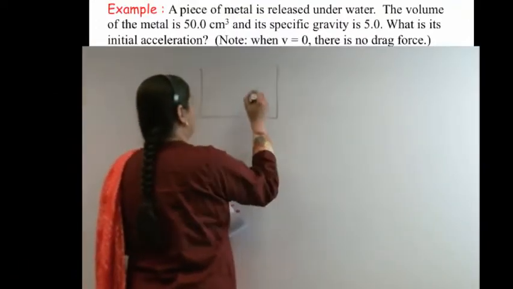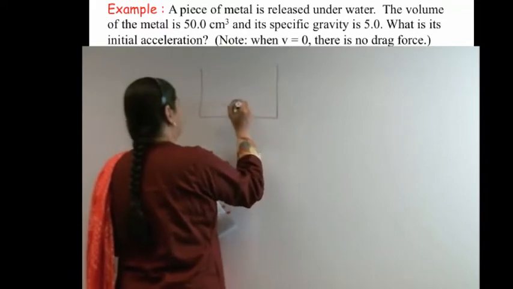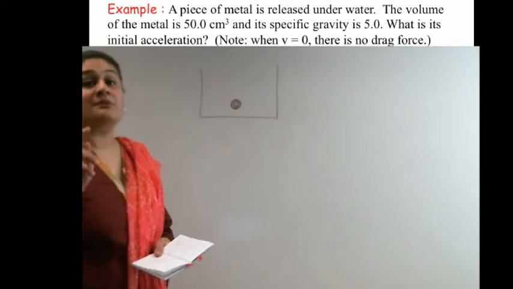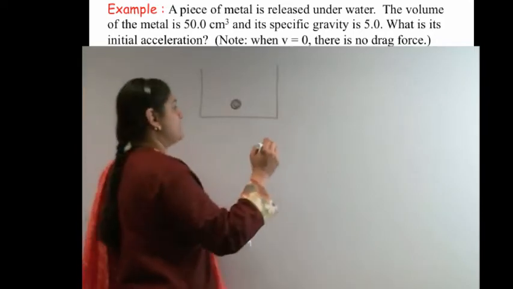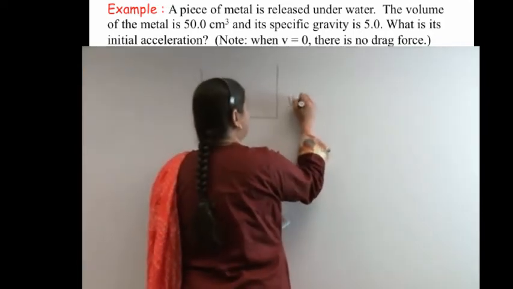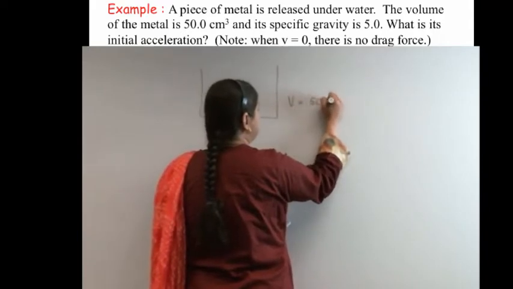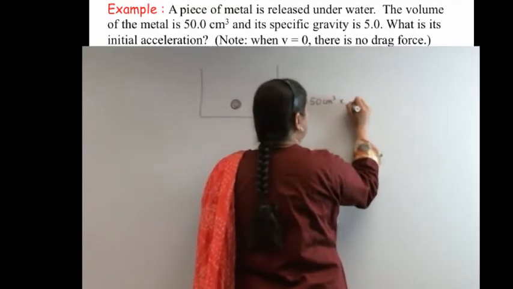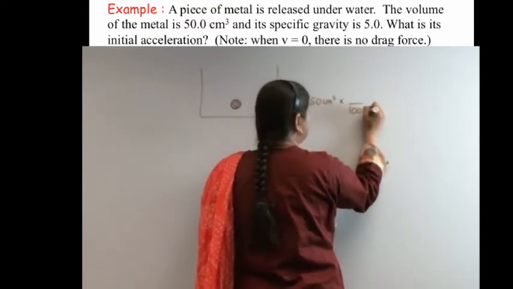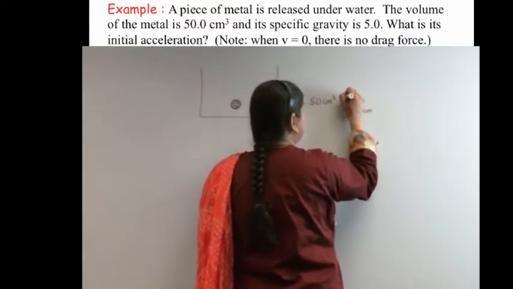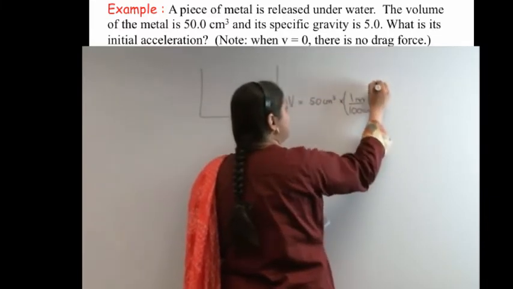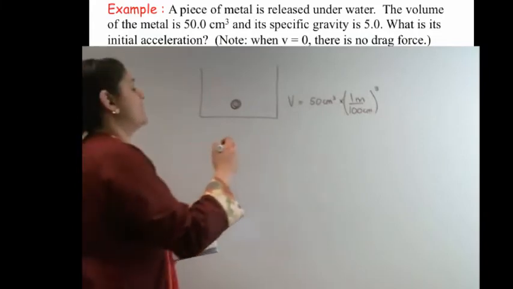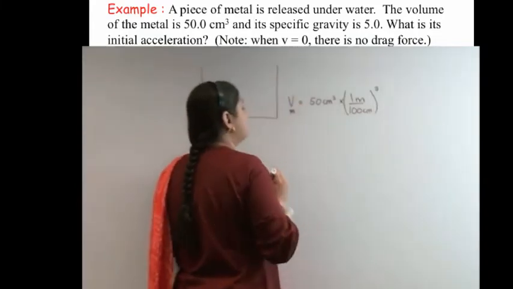So now in this case, it says a piece of metal is released underwater. So here's my water, and let's say whatever shape that material is, it's irrelevant right now. The volume of the metal that it's giving me is 50 centimeters cubed. Now in order to convert it right away, you know 100 centimeters equals 1 meter. But since this is cubed, I have to cube this one too. So that is going to be the volume of the metal. Let me just write M for metal.